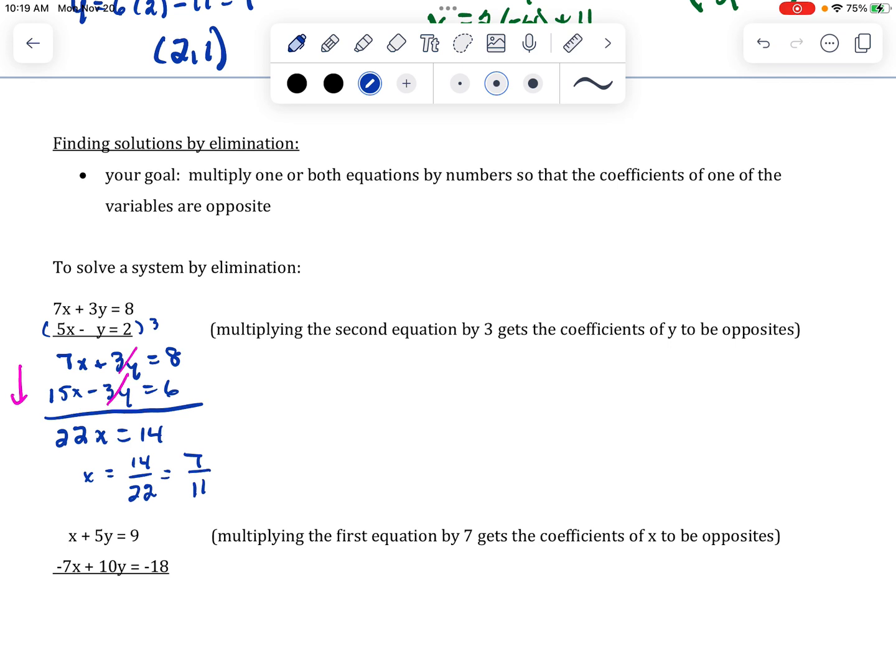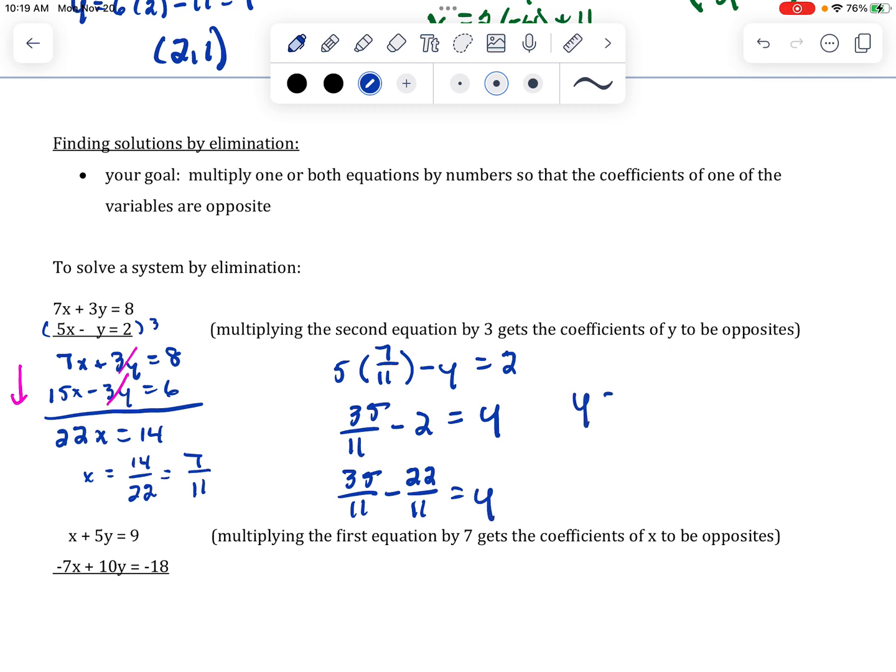And now solving the system is as easy as plugging in 7 over 11 minus y equals 2. Okay, it's a little bit messy. I have 35/11ths. I'm going to subtract 2 and add y to get y alone. So when I'm subtracting 2, I'm really subtracting 22/11ths. So my y is going to be 13/11ths, and my solution is (7/11, 13/11ths).